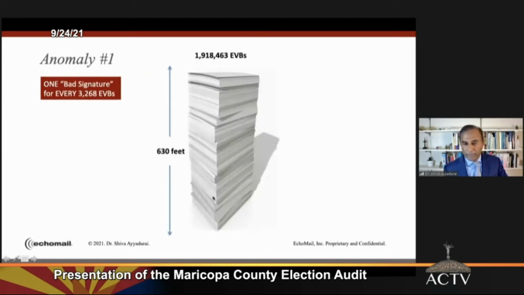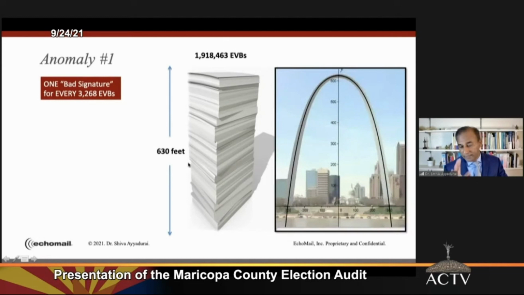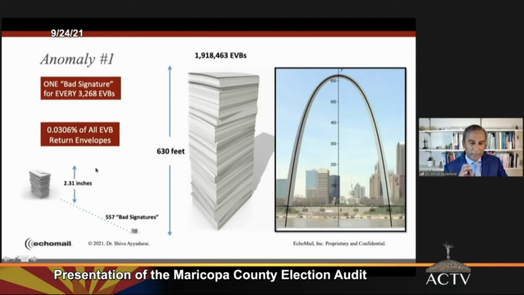So if you think about the 1,918,463 early voting ballots, the unique ones that Maricopa said they got, and each paper, by the way, is 0.1 millimeter thick, and you were to stack them up, you would get 630 feet. That's the size, believe it or not, of the St. Louis Arch. That height, when compared to the bad signatures, would be only about 2.31 inches. So just to give you a pictorial understanding, a very, very low percentage was considered bad. To be specific, 0.0306% of all EVB return envelopes were deemed bad signatures.